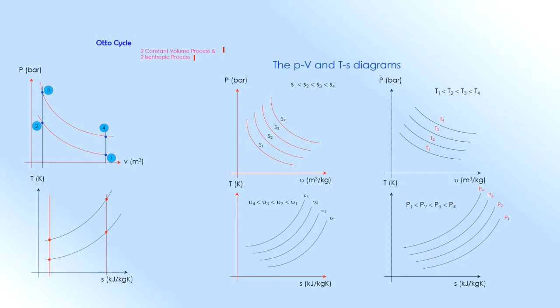Point 1 on your PV diagram is at the lowest pressure. Since it's at the lowest pressure and this is an isentropic process, on the TS diagram the isentropic processes should be this line and this line here. Point 1 is at the lowest pressure, so it should be at the lowest temperature here. So this should be your point 1. Okay, so your points 1, 2, 3, and 4.